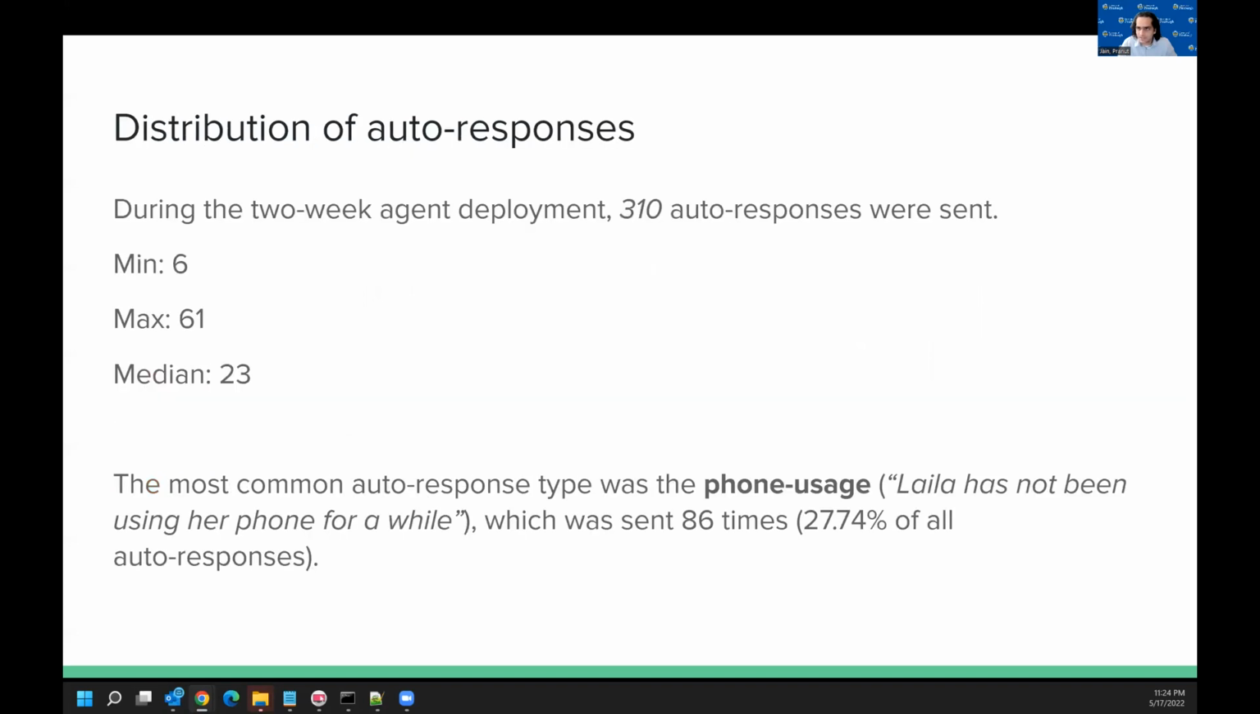We saw a significant number of auto-responses being sent during the user study. In particular, 310 auto-responses were sent, ranging from 6 to 61, with the median being 23. The most common auto-response type was the phone usage, which makes sense since phone usage was one of the top features from prior work in attentiveness modeling.